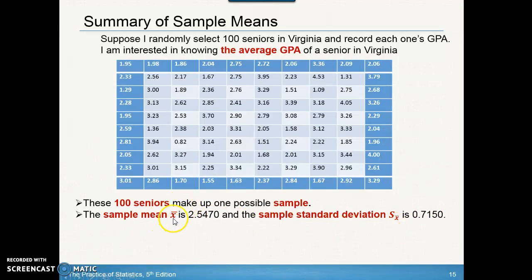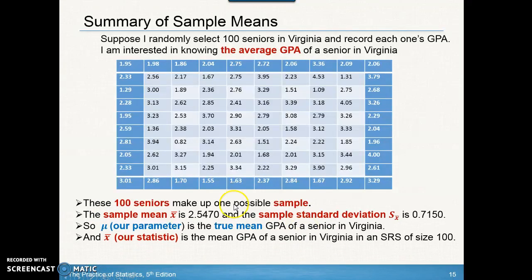Now keep in mind that this is only one sample of 100 seniors. If I took another 100 seniors, they'd have a different sample mean and a different sample standard deviation. So keep that in mind. Mu is our parameter, so this is our population mean. That's the true mean GPA of a senior in Virginia. Okay, X bar is our statistic.